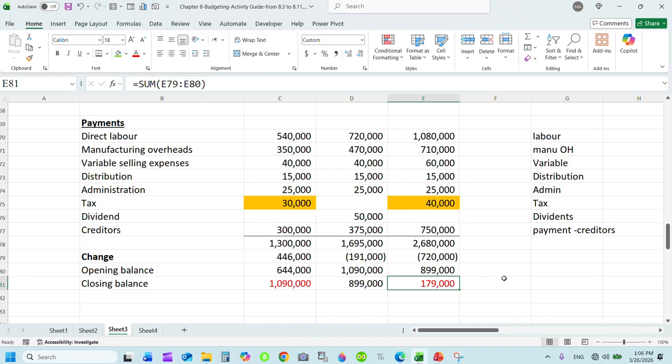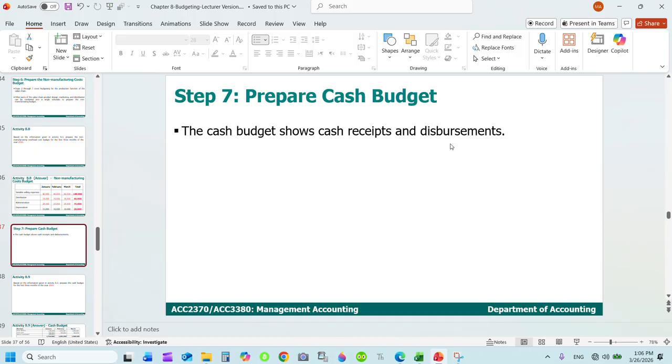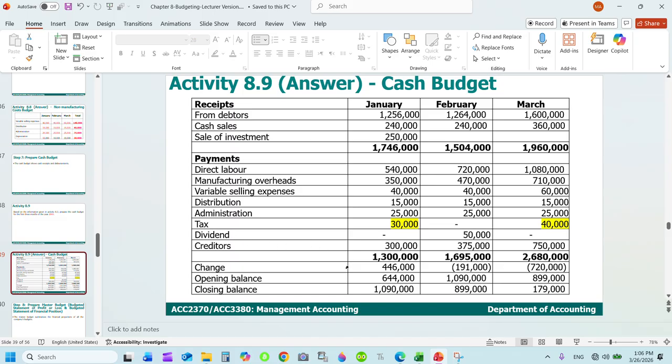If you are asked to prepare a master budget including P&L and the balance sheet, this cash balance must appear in your balance sheet. So that's it. You were asked to prepare the cash budget, and we prepared it. So this is the cash budget. We'll check the closing balance, 1,090,000.